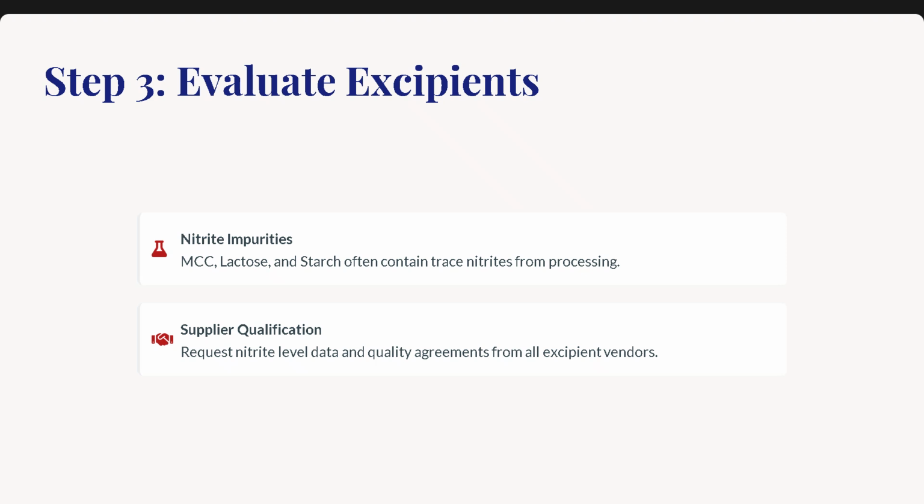This is why supplier qualification becomes critical. Always request nitrite level information from your excipient vendors. Also establish quality agreements to ensure consistent control. This step is essential in real-world pharmaceutical risk management.